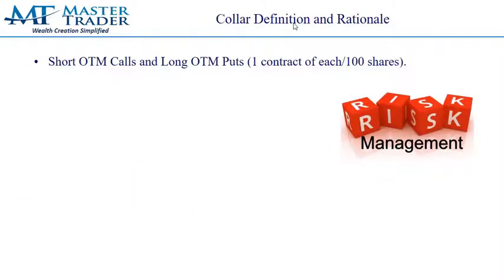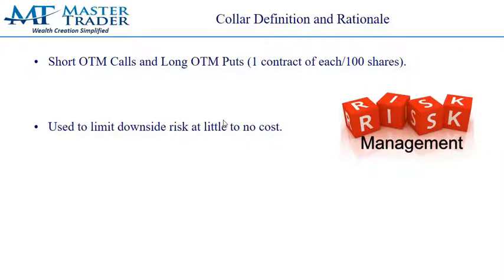Here's our collar definition. We're going to sell out of the money calls and we're going to buy out of the money puts. You buy one contract for each 100 shares that you own of the stock. When you're selling an out of the money call, you're giving somebody the right but not the obligation to buy your stock from you at the agreed upon strike price on or before expiration. And then you're going to take the premium from that and buy an out of the money put. So that out of the money put is your downside protection with the break-even points.